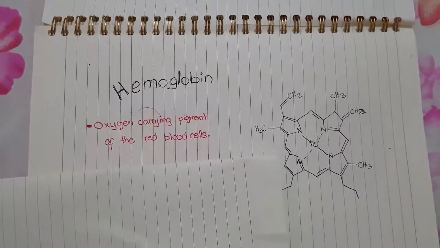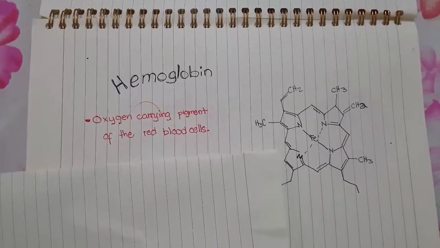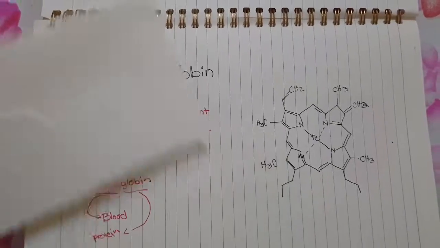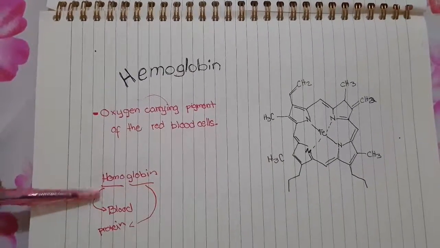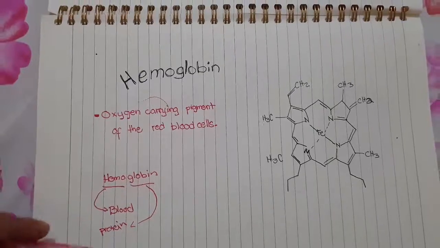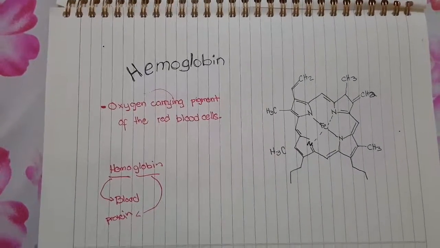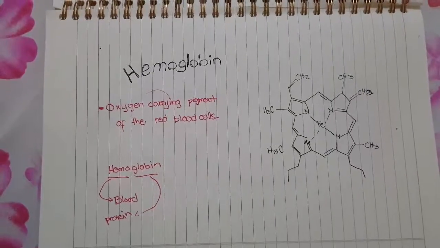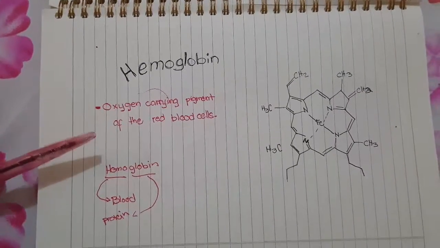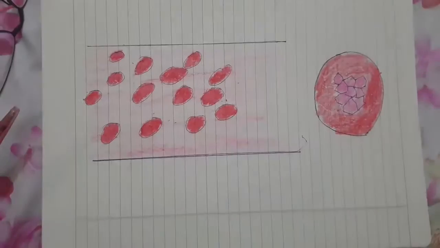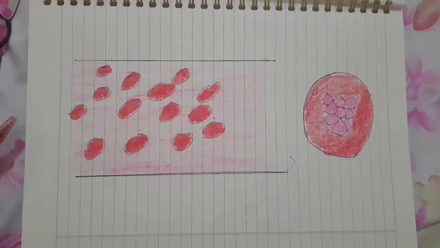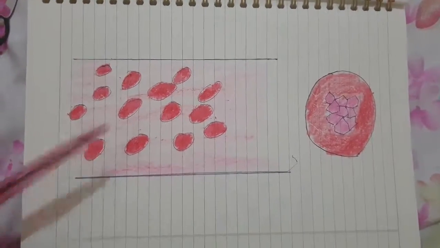Hemoglobin. Hemoglobin is an oxygen-carrying pigment of red blood cells. Take note that hemoglobin comes from hemo, meaning blood, and globulin, meaning protein. Hemoglobin is an iron-containing molecule that is responsible for transporting the bulk of oxygen through your blood. The hemoglobin bound to oxygen gives our blood its bright red color.